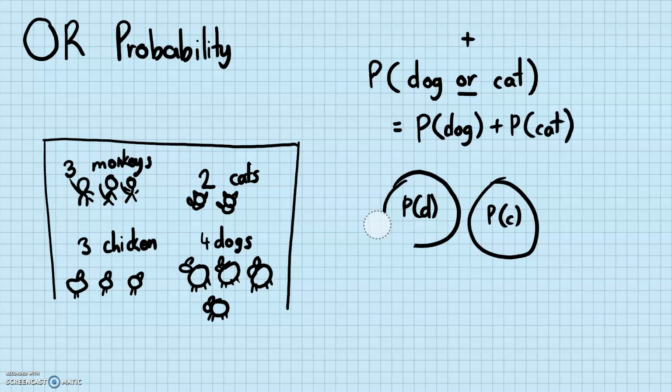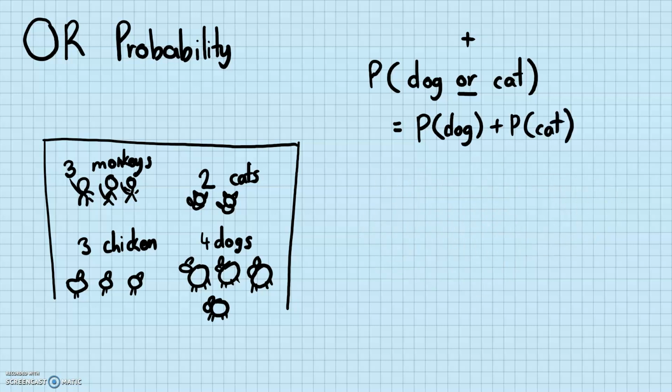The probability of picking a dog is 4 out of, how many do we have total? 12. 4 out of 12. The probability of picking a cat is going to be 2 out of 12. So that's going to add up to 6/12, or 1/2. So that's the probability of picking a dog or a cat.